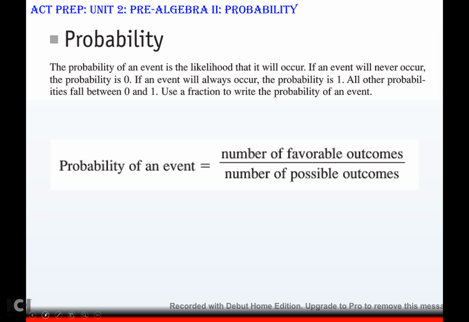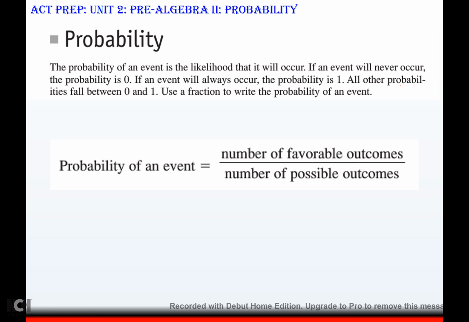The probability of an event is the likelihood that it will occur. If an event will never occur, the probability is 0. If an event will always occur, the probability is 1. All other probabilities fall between 0 and 1. Use a fraction to write the probability of an event.